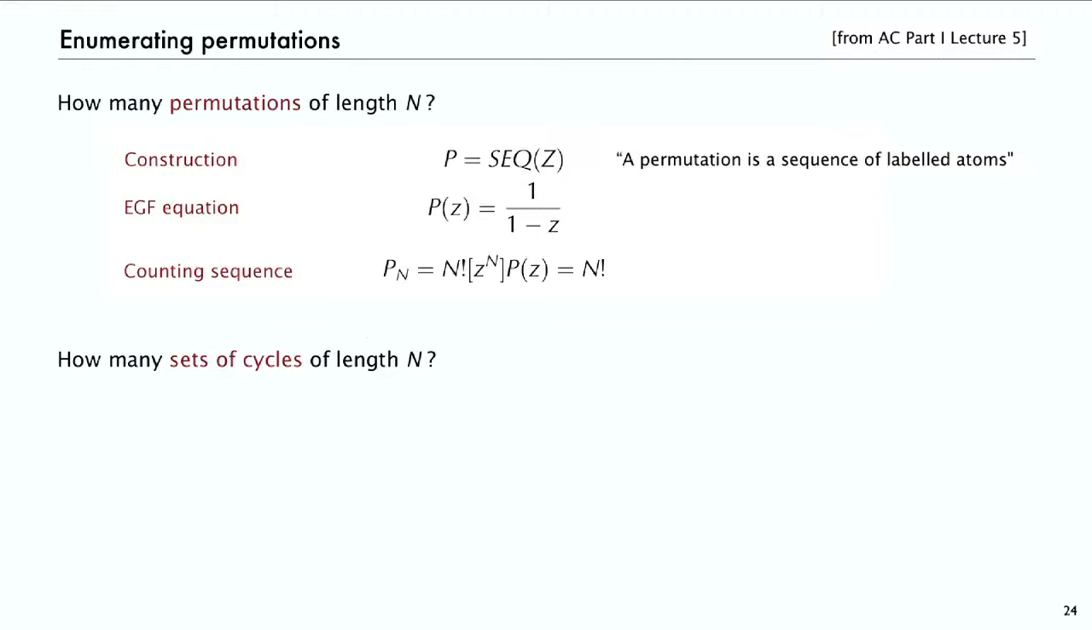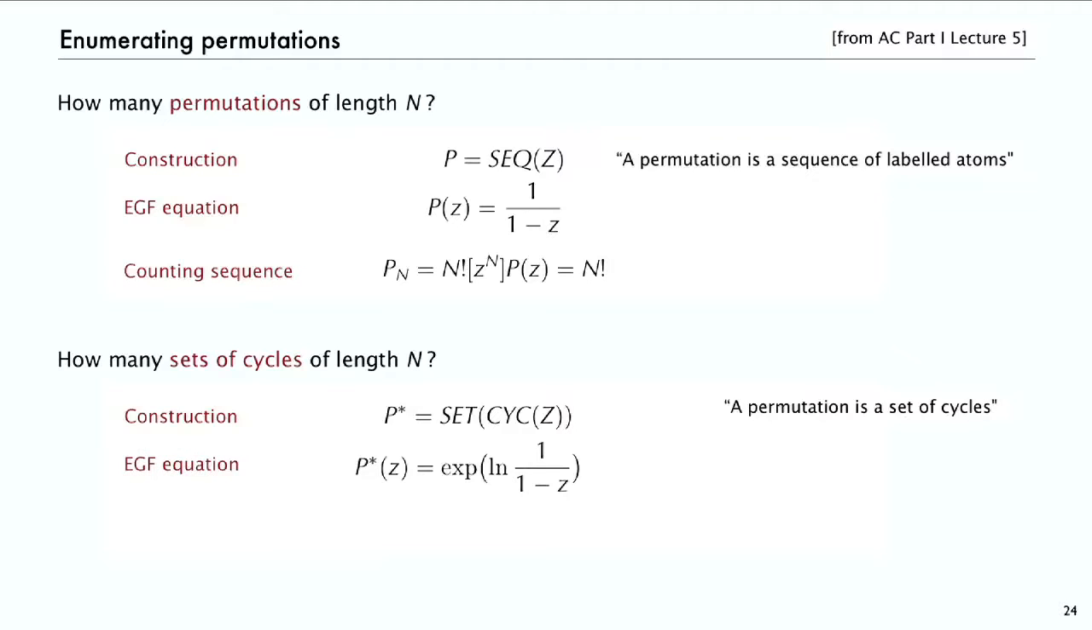But say we didn't know the bijection and we want to count sets of cycles. Well, then we could use the construction that P star, which is really the same as P, is a set of cycles of atoms. Then the transfer theorem immediately says that the generating function for cycles of atoms is log of 1 over 1 minus z, and sets of that is e to that power. Well, e to the log of 1 over 1 minus z is just 1 over 1 minus z.